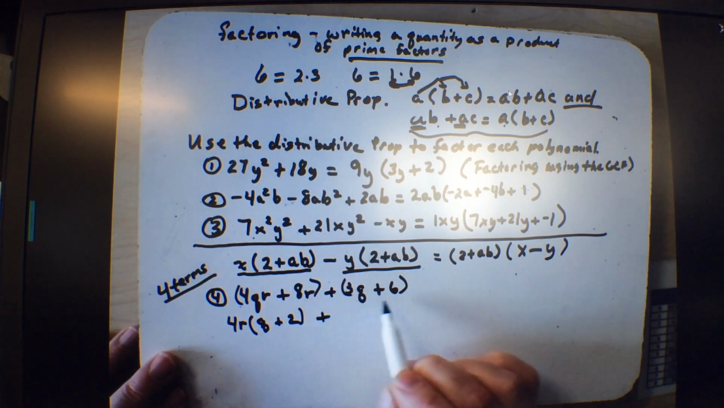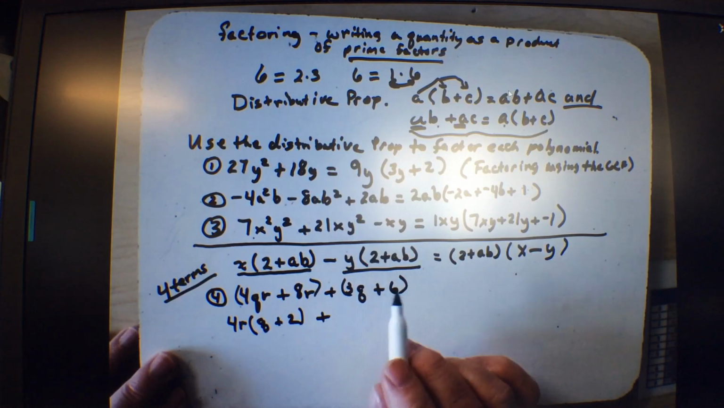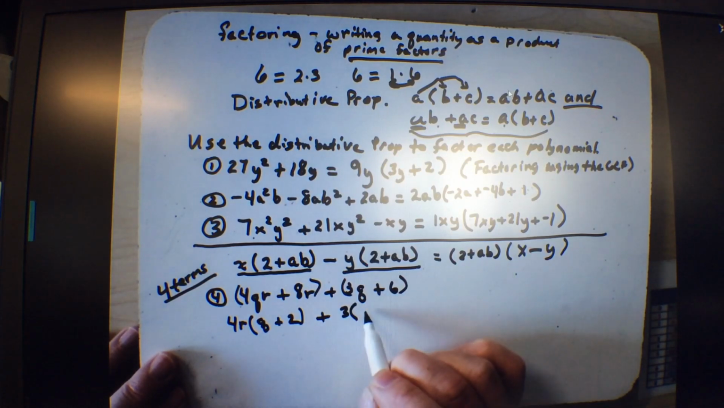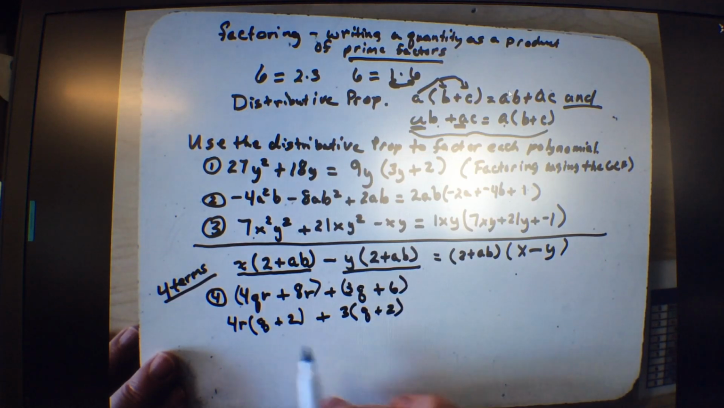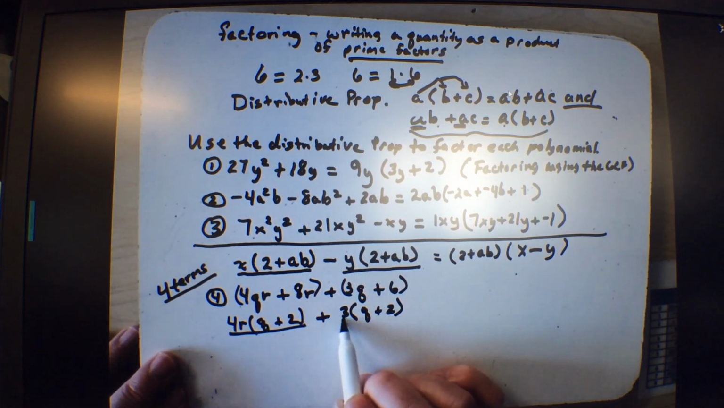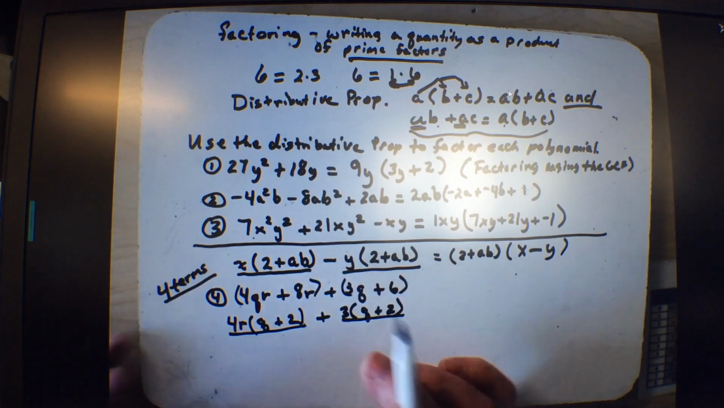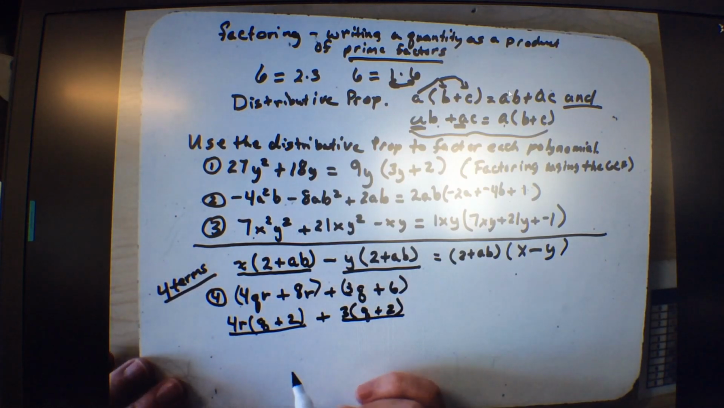Okay? So what do these 2 have in common? A 3. So we're going to take a 3 out. What is that? Q plus 2. Do we have a Q plus 2 in common? Yes. This is a term and this is a term. We're right where we were here, only different letters, right?